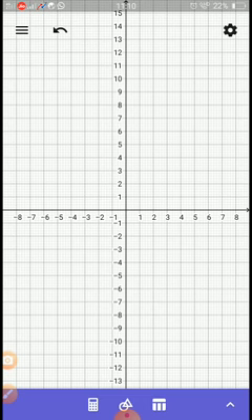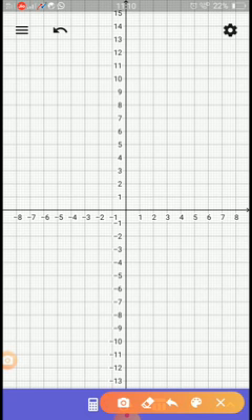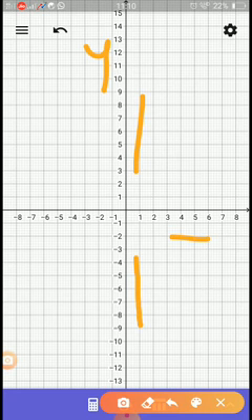Mark the left-hand side of the origin as negative, the right-hand side of the origin as positive, the bottom of the origin as negative, and the top of the origin as positive. So this is my y-axis and this is my x-axis. Okay, clear? So we'll see how to plot the points.